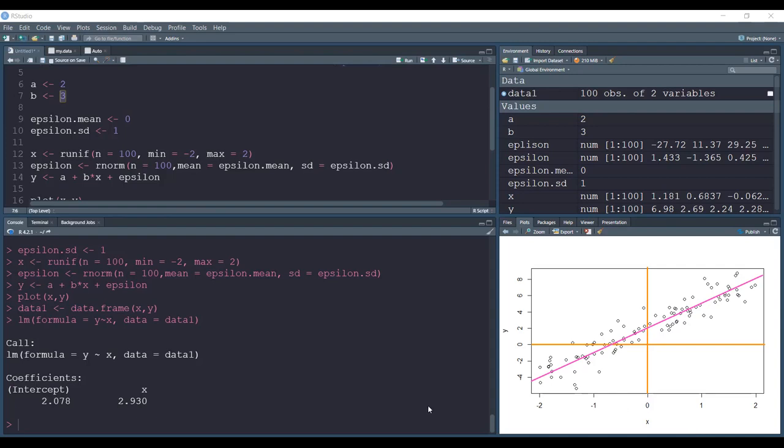So we've fit our model. We have fit our model, and we don't quite get an intercept of 2, but it's quite close to 2. And we don't quite get a slope of 3, but again, to one significant figure, it is certainly close enough.